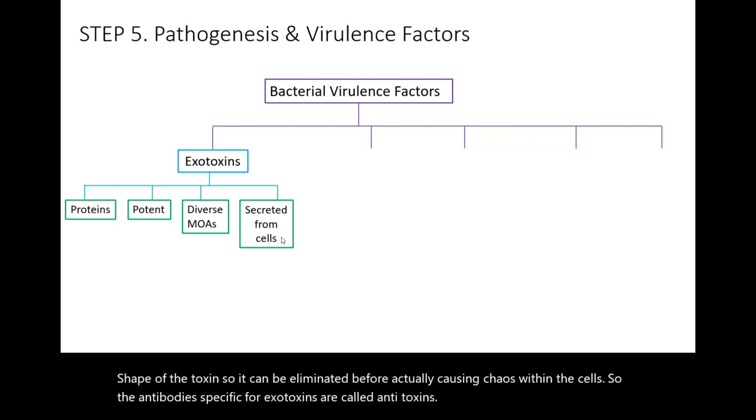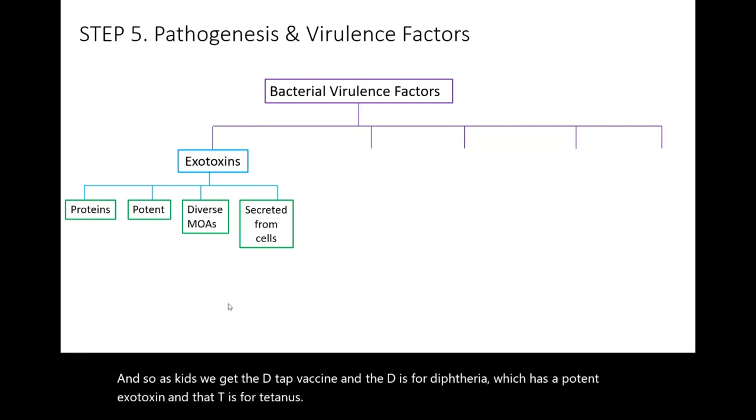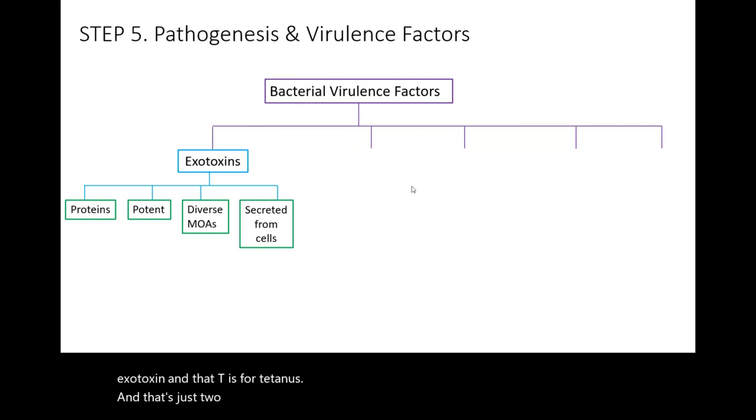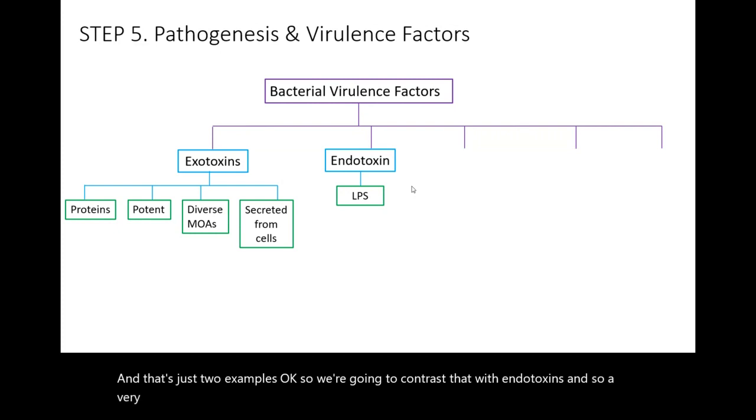And so as kids, we get the DTaP vaccine, and the D is for diphtheria, which has a potent exotoxin, and the T is for tetanus. And that's just two examples. Okay, so we're going to contrast that with endotoxins. A very common endotoxin is lipopolysaccharide, which is present in the cell wall of all gram-negative organisms.